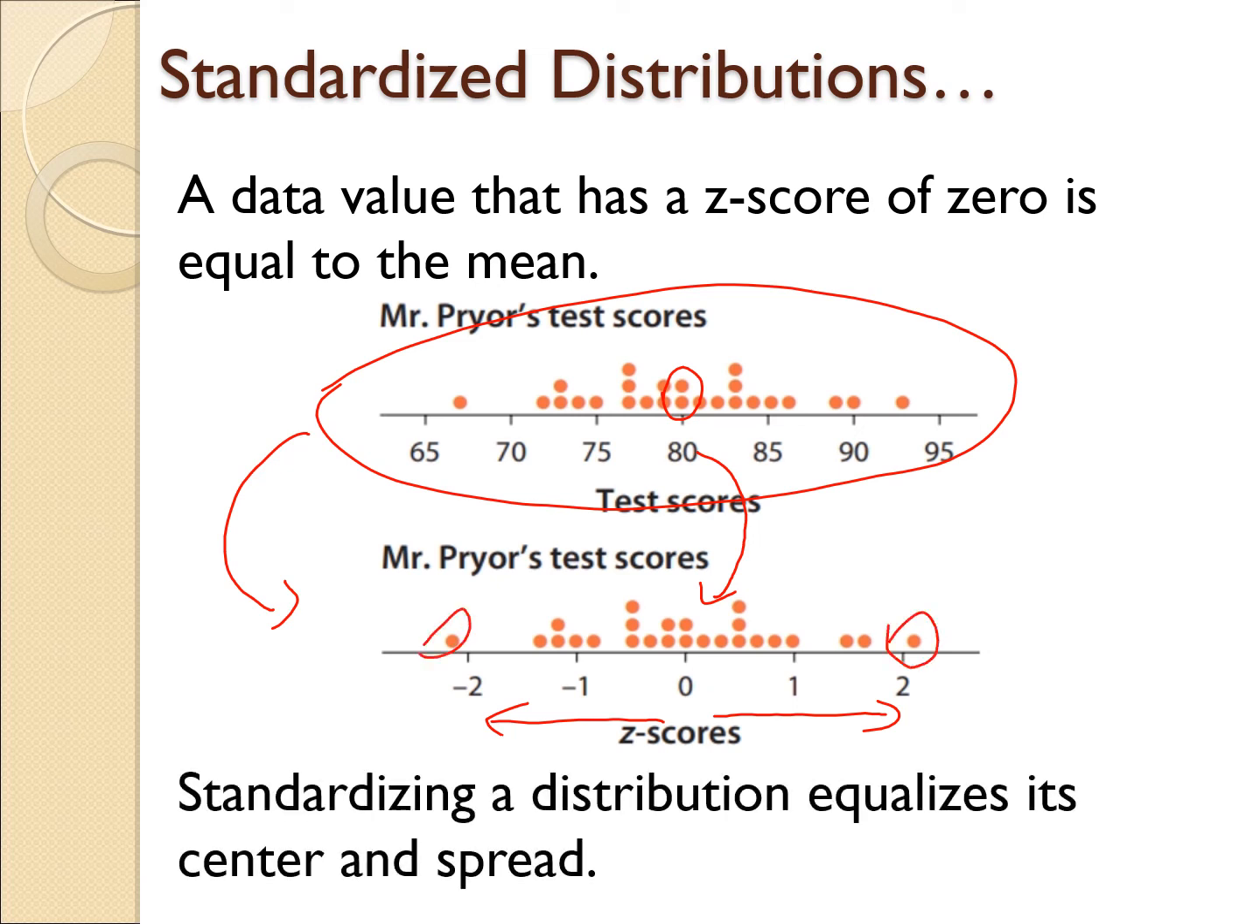So standardizing a distribution equalizes its center and spread. Once we're talking about a z-score, it doesn't matter if we're talking about SAT scores, statistics test scores, heights, GPAs. They're all going to have a center of 0, and they'll have similar spreads.